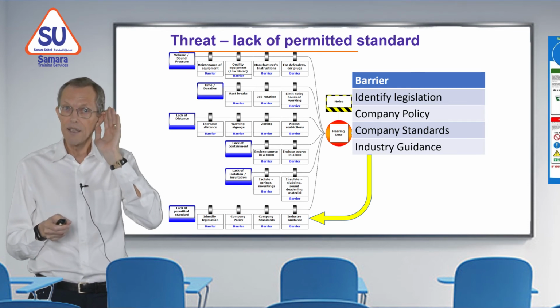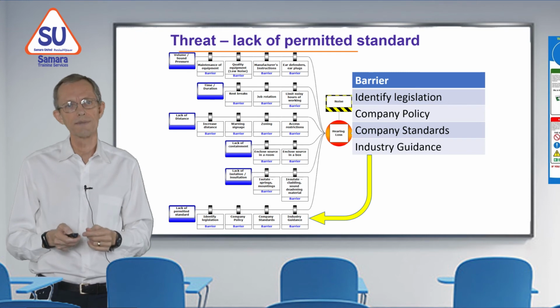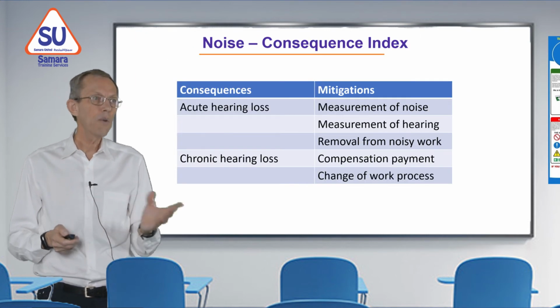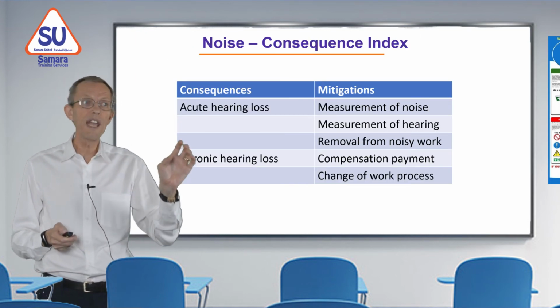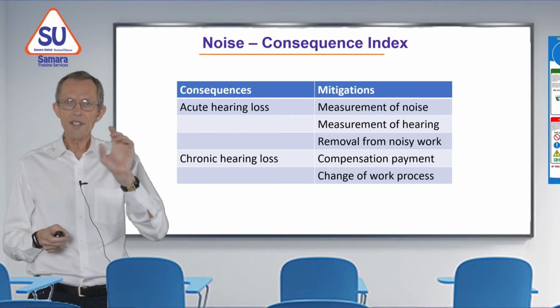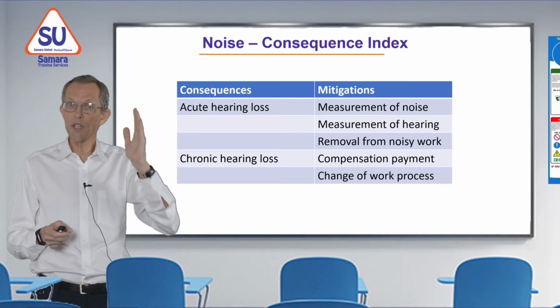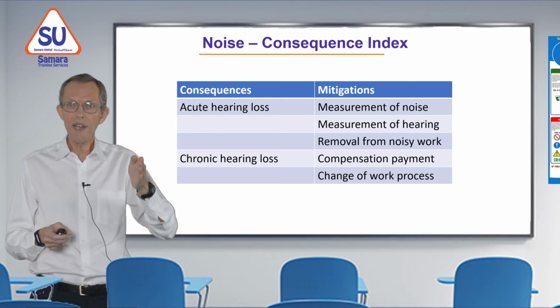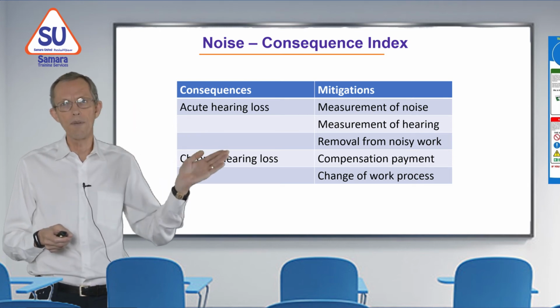Now we'll look at, if those barriers fail and the top event happens, the hearing loss is happening, what can we do? What are the consequences? Well, the first consequence is what I'm calling acute hearing loss. Acute means short term. It means that you've had some hearing loss because of the noise, but if you stop now, your hearing will recover.